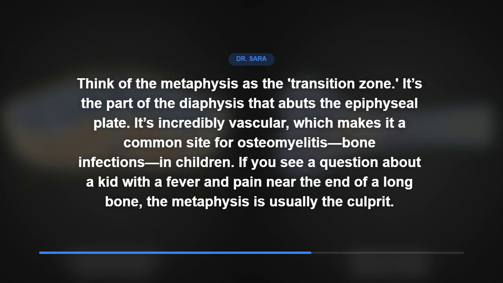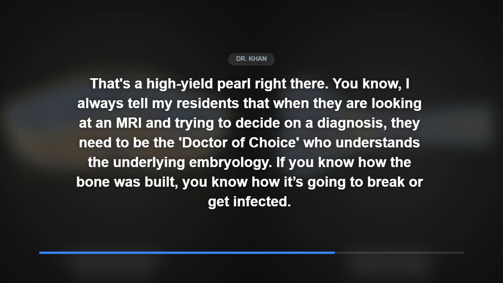Now, Sarah, help me out with the terminology for the exam. Students always get tripped up on the metaphysis. Think of the metaphysis as the transition zone. It's the part of the diaphysis that abuts the epiphyseal plate. It's incredibly vascular, which makes it a common site for osteomyelitis, bone infections in children. If you see a question about a kid with a fever and pain near the end of a long bone, the metaphysis is usually the culprit. That's a high-yield pearl right there.